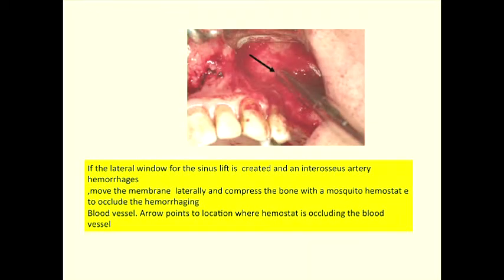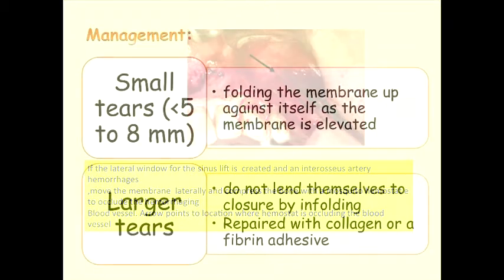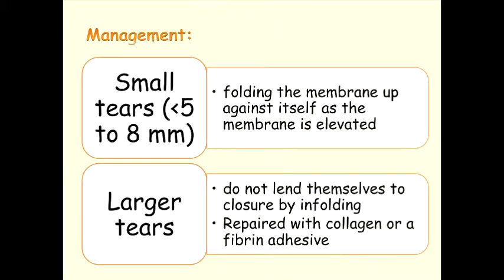Here's the lateral wall of the sinus, and you can see an intraosseous artery has been hemorrhaging. You know, very carefully, you can take a mosquito hemostat, and you can cauterize that if you want. Okay. If you have a small tear, less than 5 to 8 millimeters, you can fold the sinus membrane against itself. But if it's a large one, they really can't fix themselves. You'll have to use some kind of collagen or fibrin adhesive to block that. And you hope that it will close. Not every time it will close.